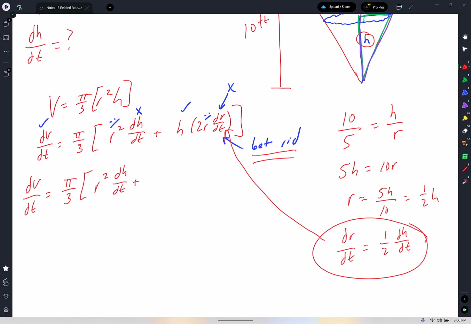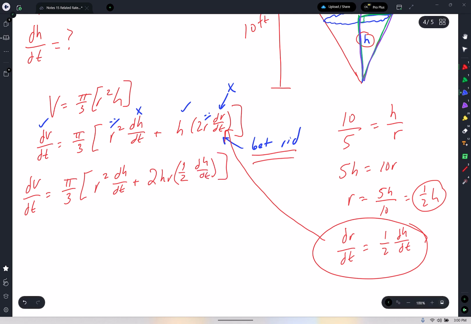What do you mean? When I did product rule, I took the derivative of R with respect to t. So that's why I put 2R dR/dt. Oh, well, R equals half H, right? So I just took the derivative: dR/dt equals 1/2 dH/dt. Cool, right? So R squared dH/dt plus 2HR, and then I'm going to write what dR/dt is, times 1/2 dH/dt. Close bracket. 2 and 1/2 go out.